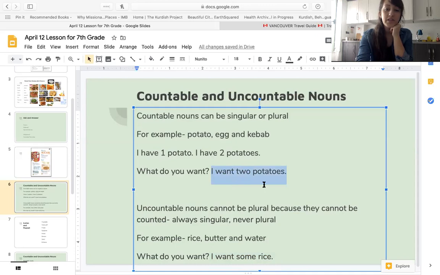I want 2 potatoes. Potatoes are countable. We have the number here, and we add an S. Rice is uncountable. We do not have a number, but we use this word, some. Some. In Kurdish, hinde. In English, some. And we do not add an S. I want some rice, or I want some butter, or I want some water. Repeat after me. I want some water. I want 2 potatoes. I want some water.